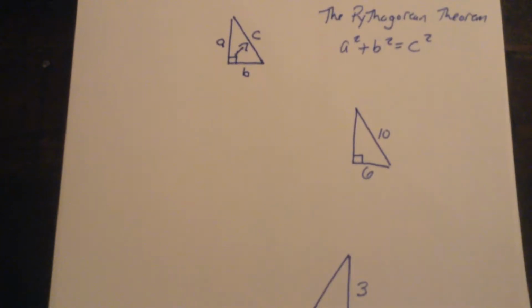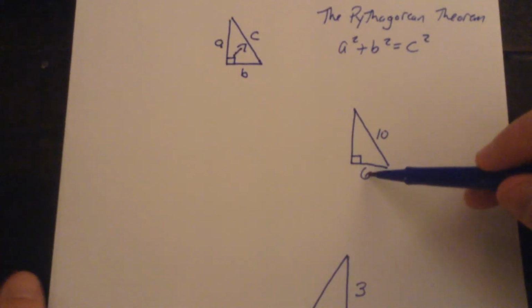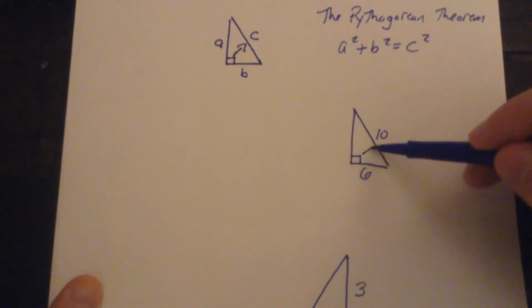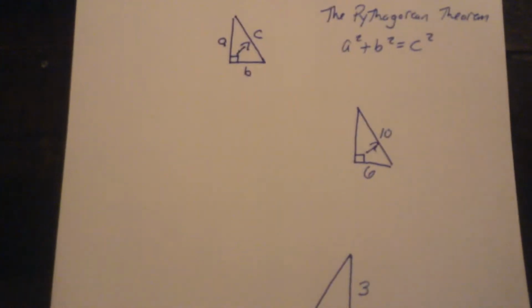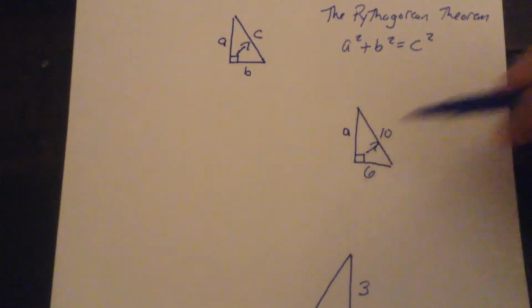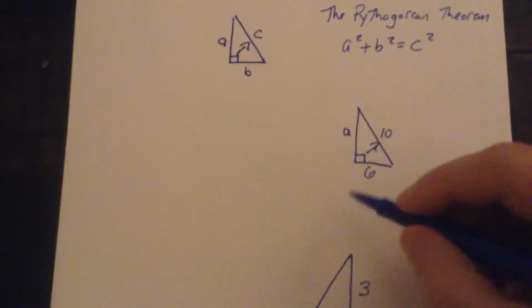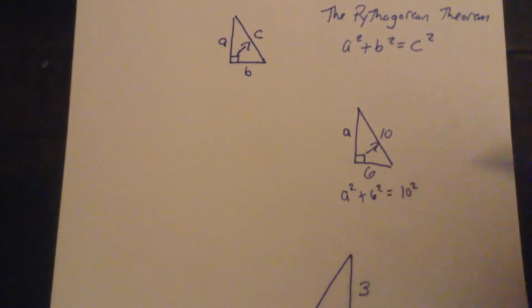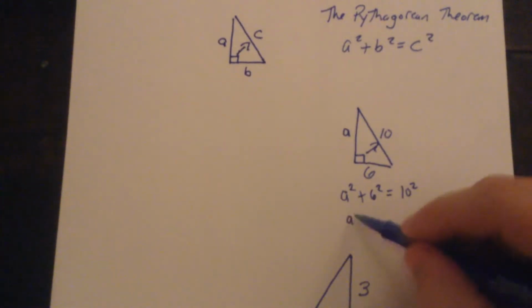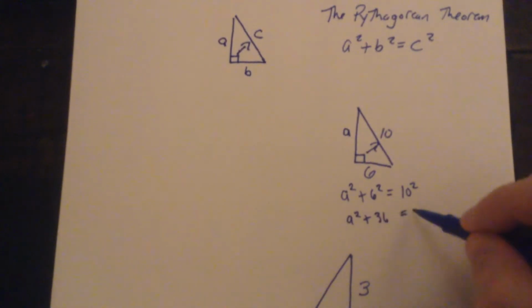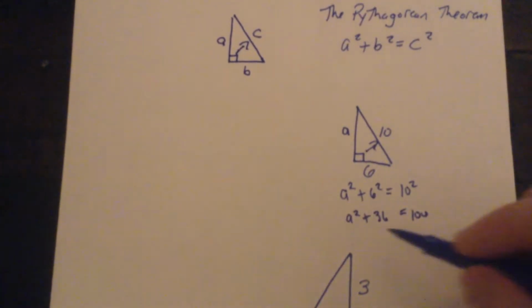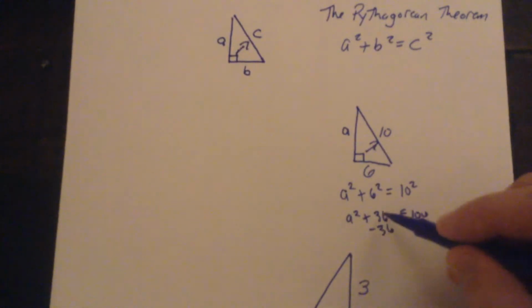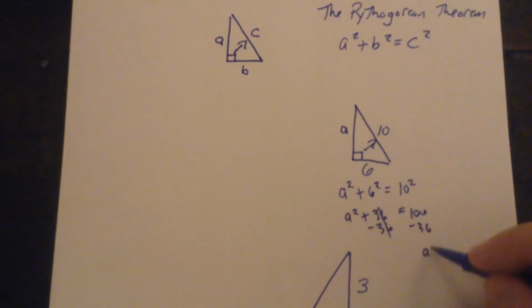So I have a leg of 6, and I don't know this leg, and I know that the hypotenuse is 10. I'm going to just call this a, because it's a squared plus b squared equals c squared. So I'm going to go a squared plus 6 squared equals 10 squared. So it'll be a squared plus 36 equals 100. Then I have to subtract 36, and I get a squared equals 64.